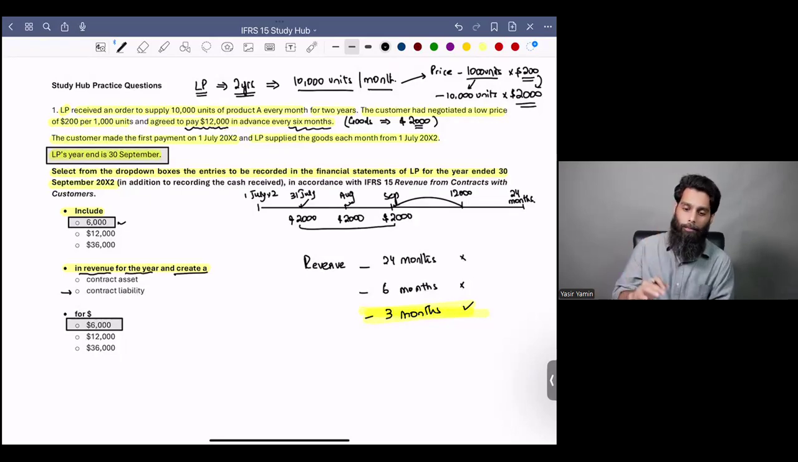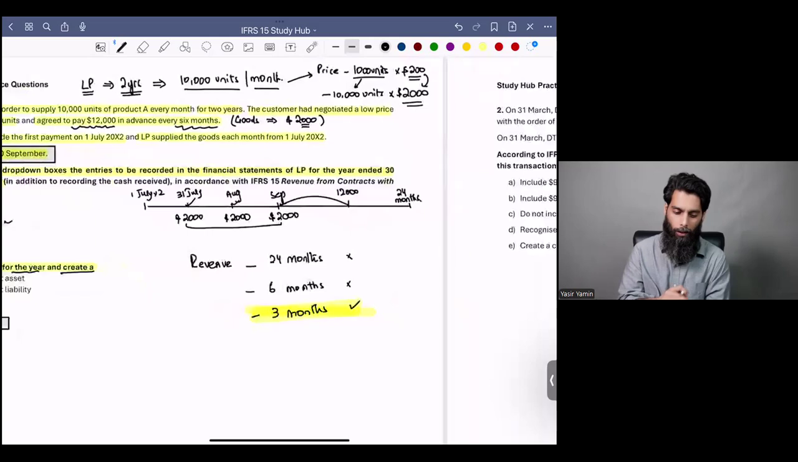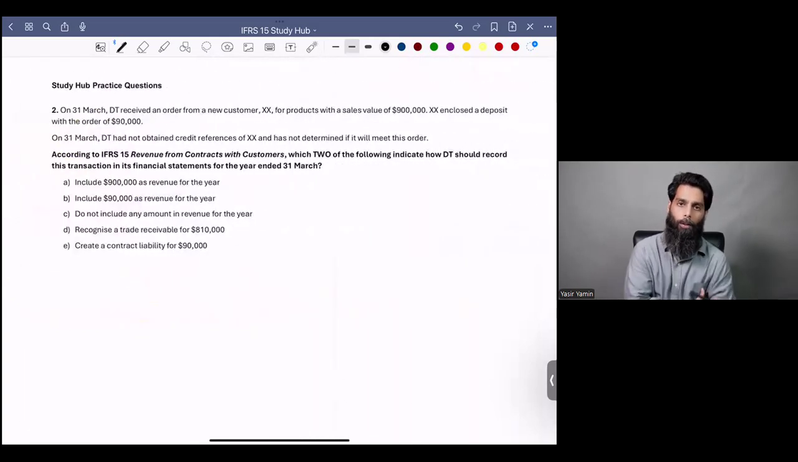Make sense? Let's move forward. The answer is A, or contract liability, and 6,000 for this. Very good. Now let's move forward. Let's talk about the second question.